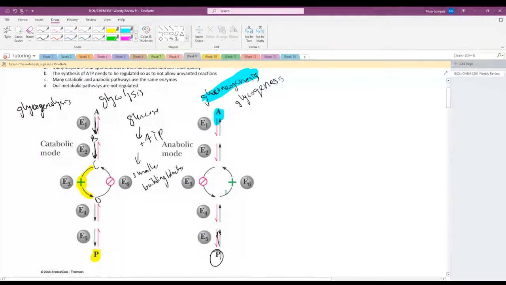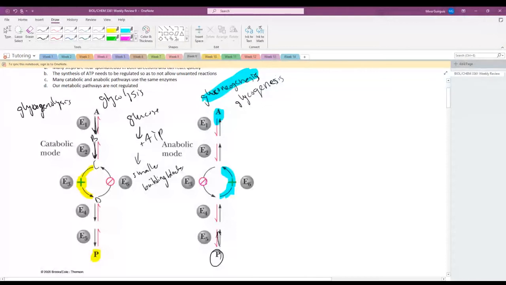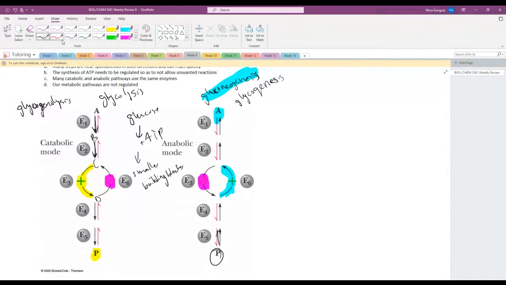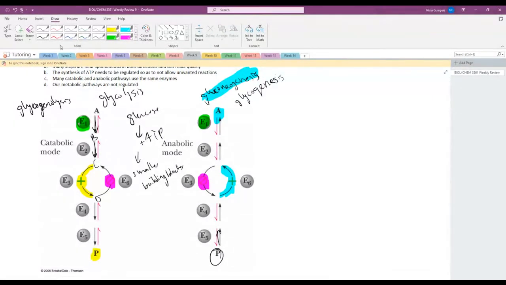Once again, we're going to look at that enzyme 3, enzyme 6, that middle reaction. As you can see here, now enzyme 3 is inhibited and enzyme 6 is activated. That's the exact opposite, right? And if you notice, we're using the exact same enzymes. We're using E1 twice, for both the catabolic and the anabolic.